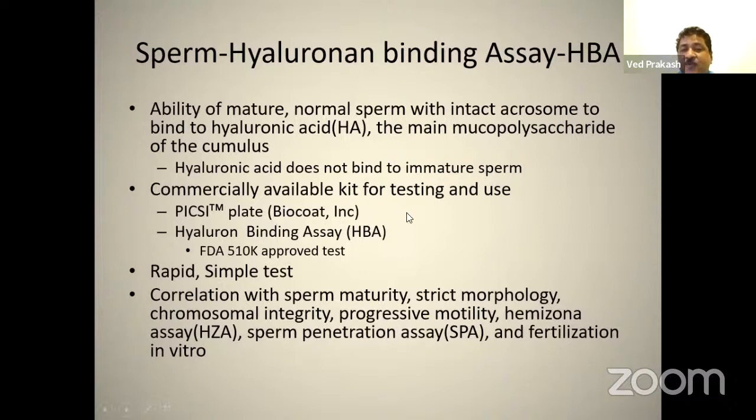Pixie plates are used for routine ICSI, and the hyaluronan binding assay is the test kit which is available to check if sperms are mature or not. It is a rapid and simple test. The correlation with sperm maturity, strict morphology, chromosomal integrity, progressive motility, hemizona assay is a rapid test which can give us a report instantly.